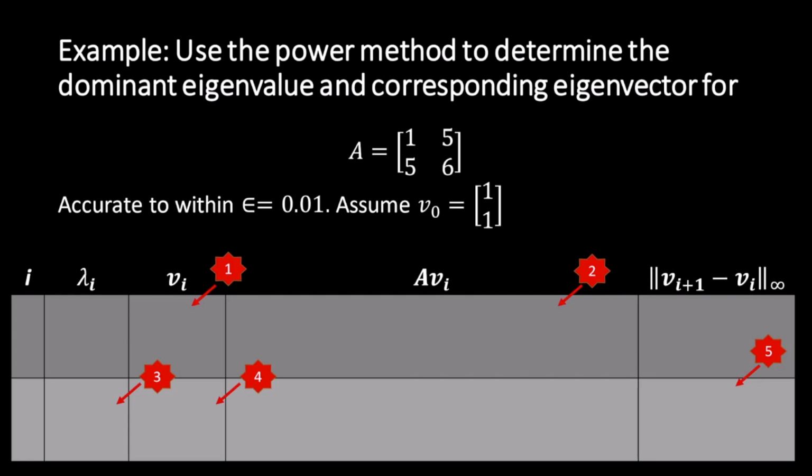Before going through the steps that we would take in the power method, I would like to start with an example because this is the easiest method for me by far to explain the process.